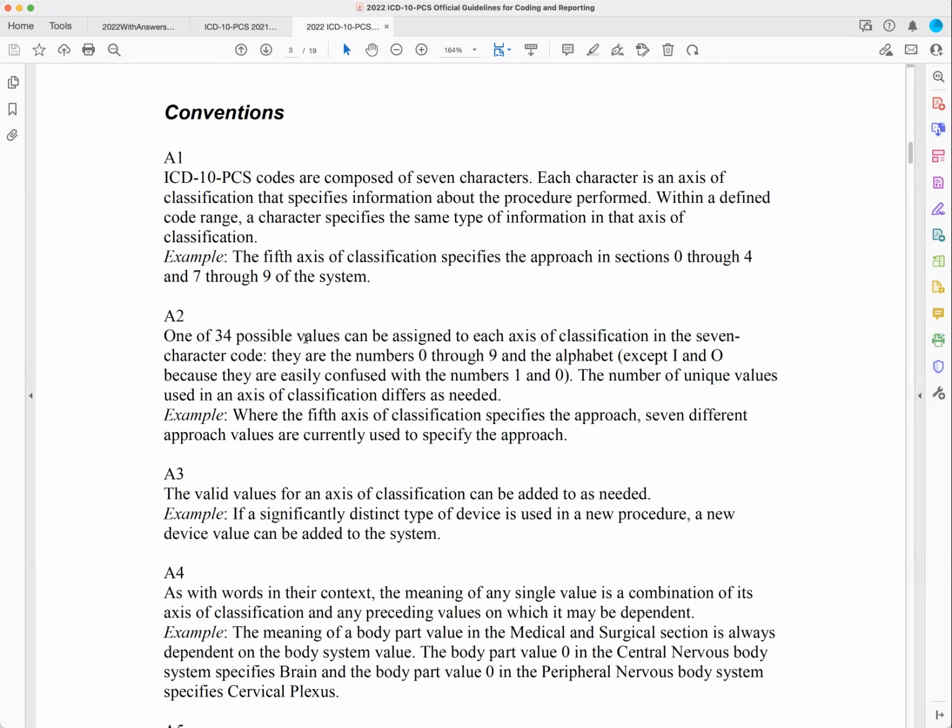A2 says one of 34 possible values can be assigned to each axis of the classification. And this gives you the reminder that the characters I and O, so the letter I, the letter O, are not used in PCS so as not to confuse them with the number 1 and 0. So you have all of your 0 through 9, and then you have all of the alphabet A through Z except for the I and O. So the combination of the letters and numbers is what constitutes an ICD-10-PCS code.